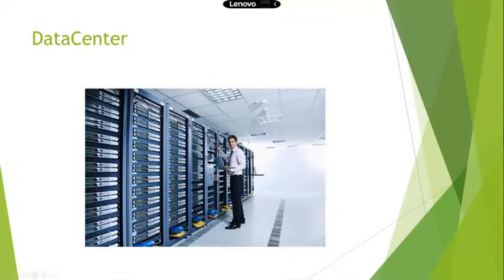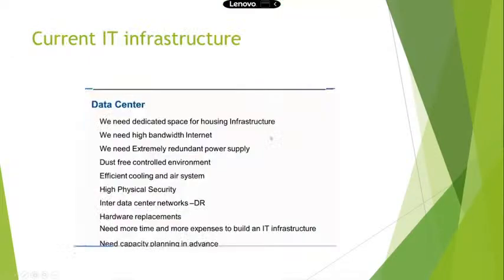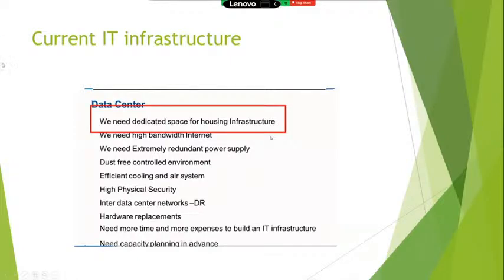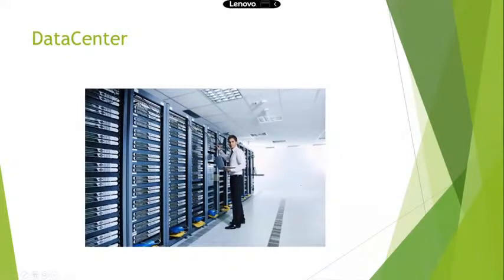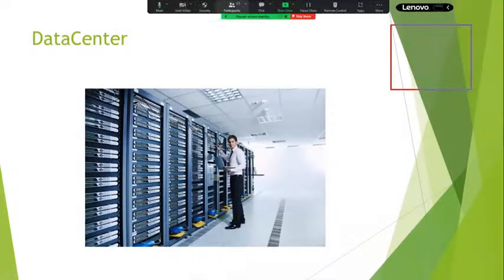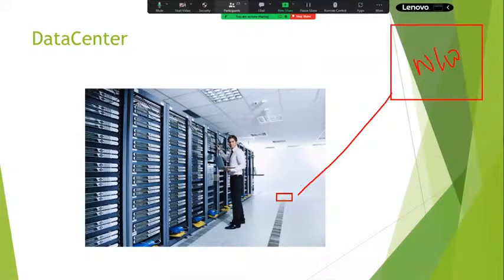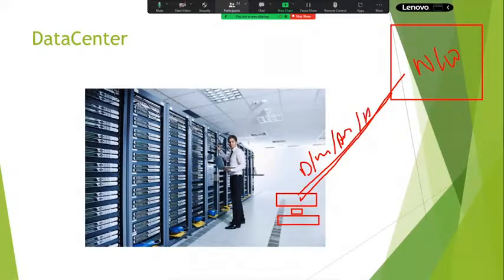First thing, we need dedicated space for housing infrastructure, the point which I have just explained. Next, we need high bandwidth internet. High bandwidth internet in the sense, for example, my organization's data center is in New York and I am sitting in Hyderabad. To access the data, our application information, our database, we need high bandwidth internet. That is another cost, right?